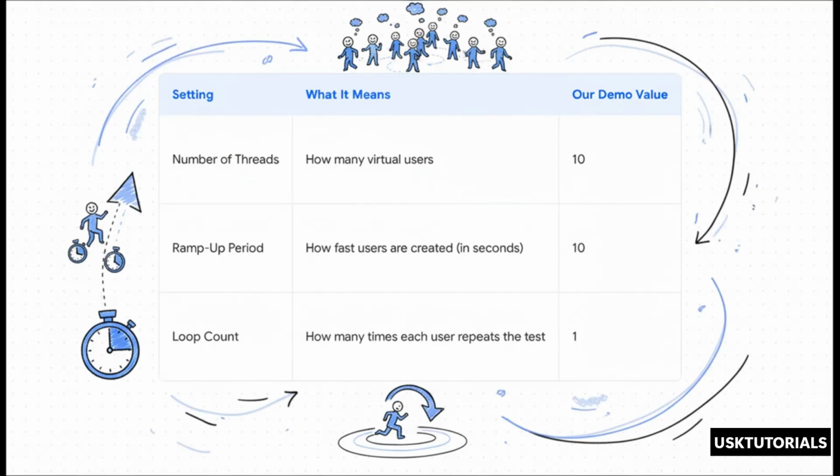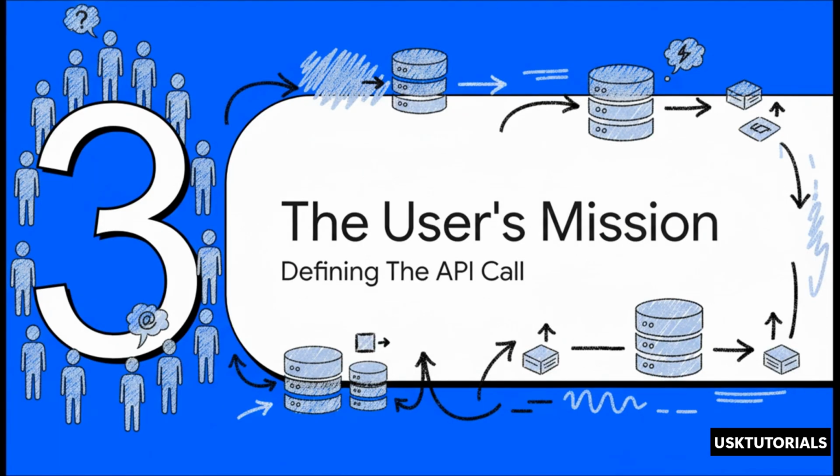So let's take a look at how we're setting up our squad for this demo. As you can see, we're setting the number of threads to 10. That means 10 virtual users. Then you've got the ramp-up period, which we've set to 10 seconds. This just means JMeter won't throw all 10 users at the app at once. It's going to add one new user every second, which is a bit more realistic. And finally, the loop count is just one, so each user will run through the test exactly one time. We're keeping it simple. All right, we've got our 10 virtual users all lined up and ready to go.